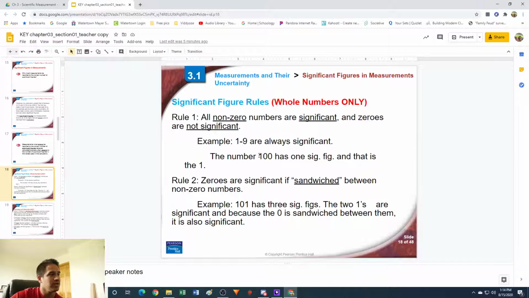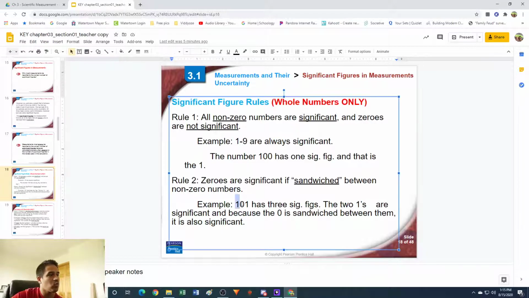The zeros don't count. For rule 2, zeros can be significant if they're sandwiched between non-zero numbers. So for example, the number 101 would have three significant figures. The two ones automatically count based on rule number 1, and the 0 counts in this case because it's sandwiched between two ones, which are not zeros. So counting significant figures in whole numbers is pretty easy. You look at the numbers that are not zeros, those count, and you count zeros that are sandwiched between things. Ones that are not sandwiched don't count. And it doesn't matter how many zeros are in between, all of them will count.